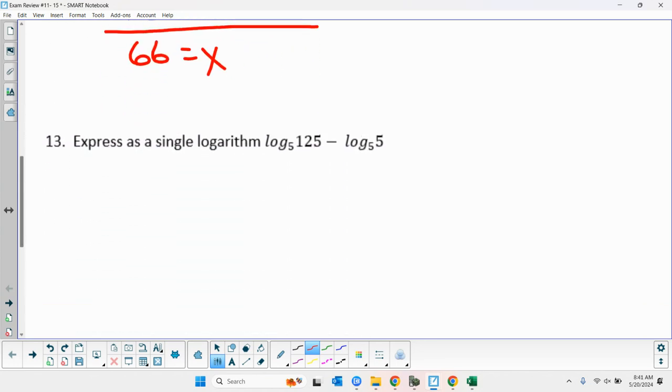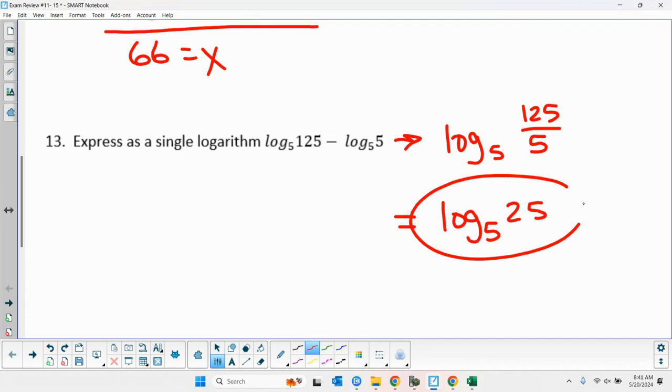Number 13, all we have to do is express it as a single log. Remember, addition we could turn into what? Come on. Addition turns into multiplication. Subtraction turns into division when we turn it into one. All right, so all I'm doing is turning this into a single log from 2. We did expanding when we made more, and then we did condensing when we made a single. So we leave it as 125 over 5. Well, you know what 125 divided by 5 is? It's 25. So there's your single log.